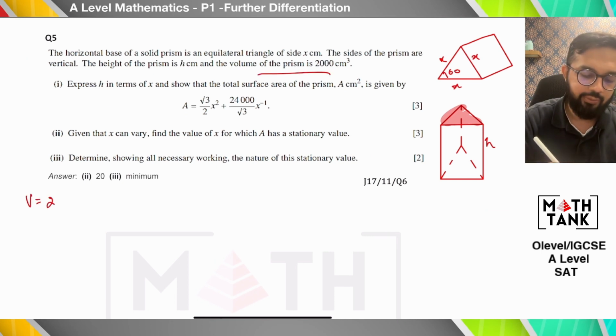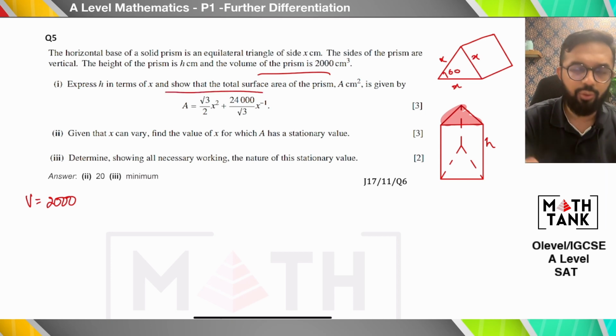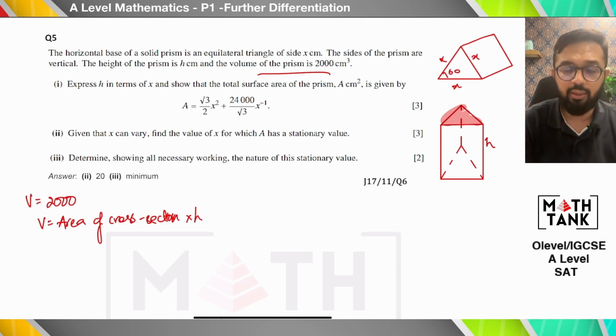So volume is 2000. Express h in terms of x. So I just have volume to do that, and that's the second part. I have to show you the surface area. So first I'm going to work with the volume. The volume of a prism is area of cross section times its height or length, whatever may be relevant. In this case, I'm writing down height because it's placed vertically like that.